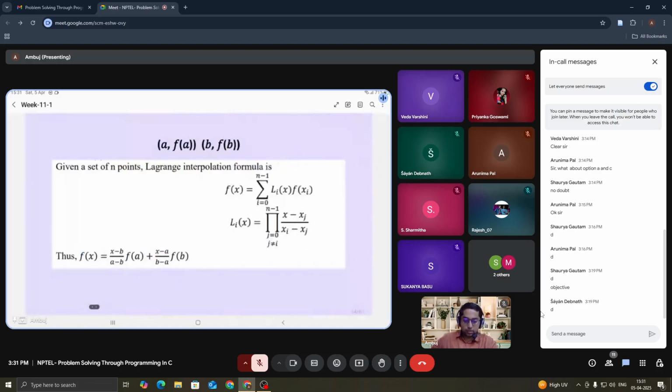If you don't want this much explanation, here is the short version. Just try to remember f(x) equals the sum over i from 0 to n minus 1 of Li(x) f(xi), and Li(x) is the product over j from 0 to n minus 1 of (x minus xj) over (xi minus xj). From there, you can easily find the Lagrange interpolation formula.